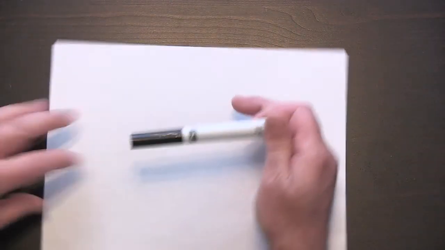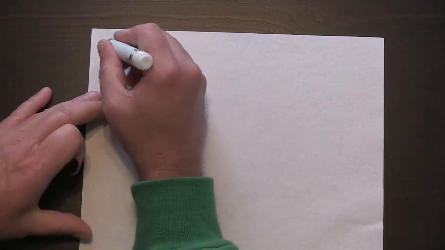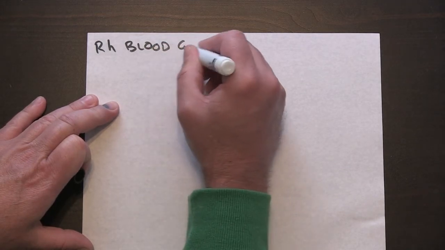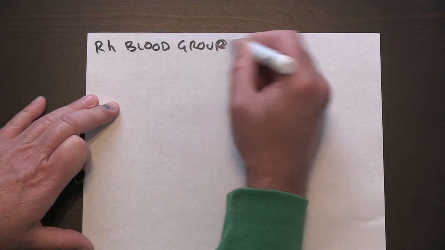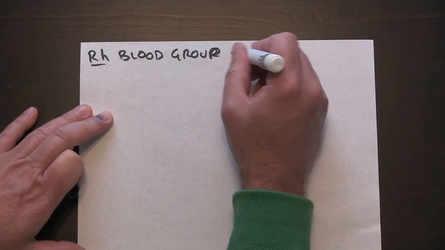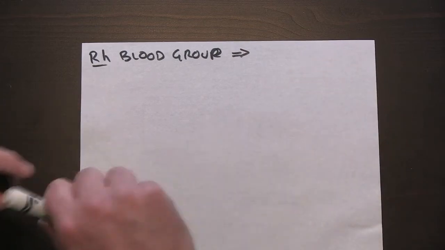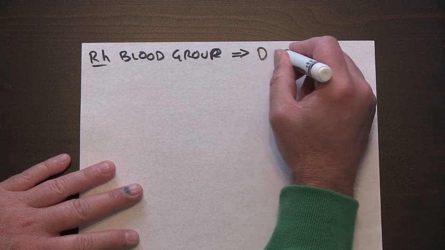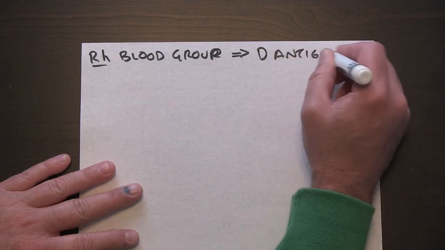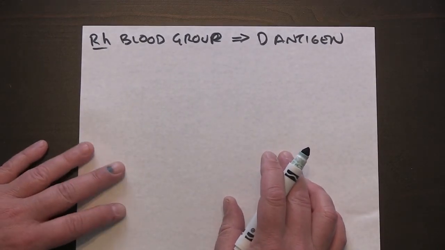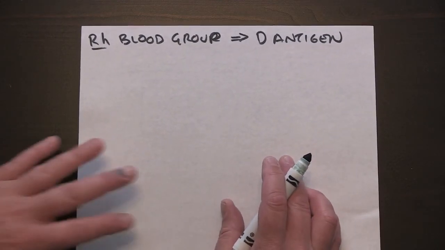Last one, the RH blood group. It's named RH because of the rhesus monkey, but it's like 50 different antigens that fall into this group. The most important one, though, is called the D antigen. And it acts similarly to the ABO blood groups.